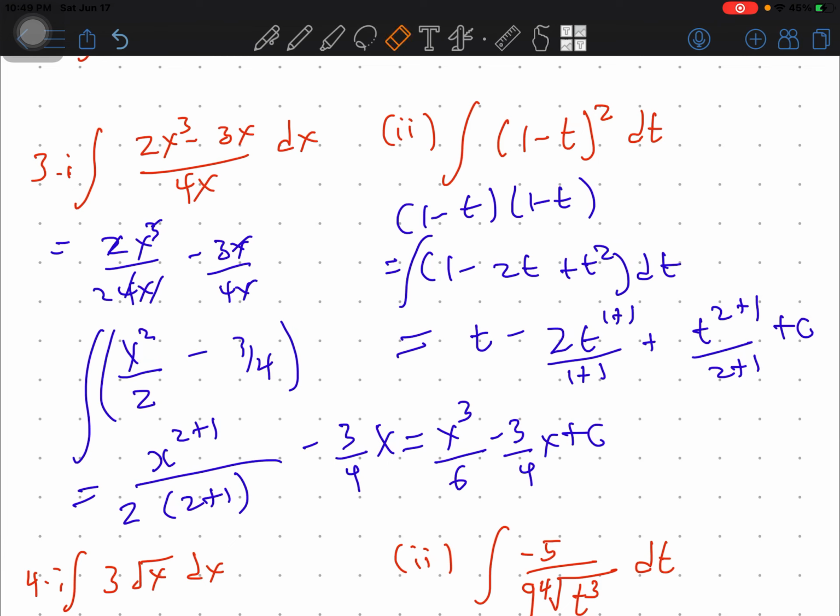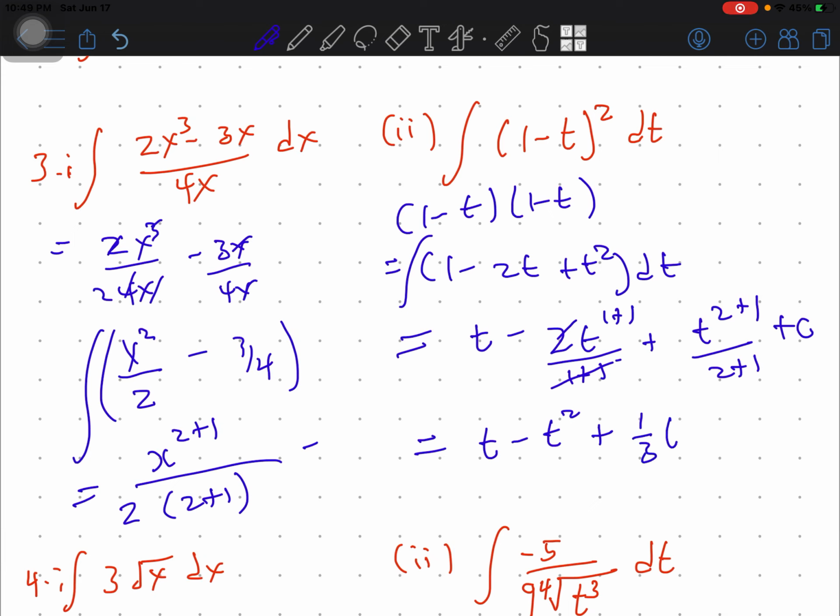Therefore, in the final run, what you are going to get is t minus t squared, because this becomes 2, so the 2 here will cancel this 2 here. So it will be t minus t squared plus 1 over 3 t power 3, and then plus c. So that will be your final answer for this question.